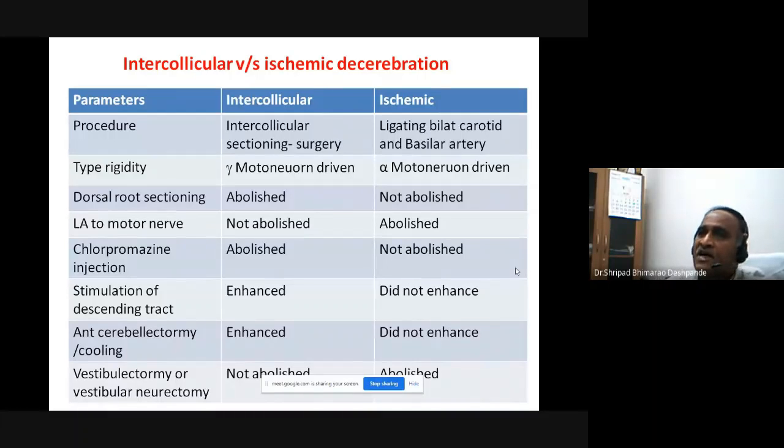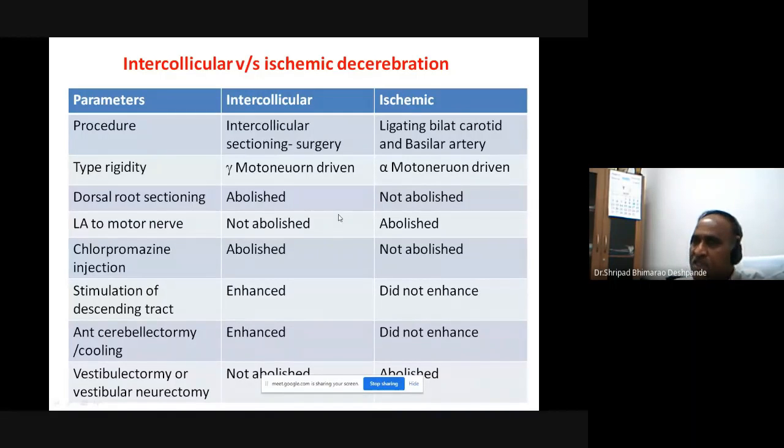we have intercollicular versus ischemic decerebration, because this question comes very often, and I wanted to discuss it. The procedure here: intercollicular sectioning by surgery. This is the mid-collicular sectioning. This one is ligating bilateral carotid and basilar arteries. That is ischemic decerebration. Type of rigidity: it is gamma motor neuron driven. This is alpha motor neuron driven.